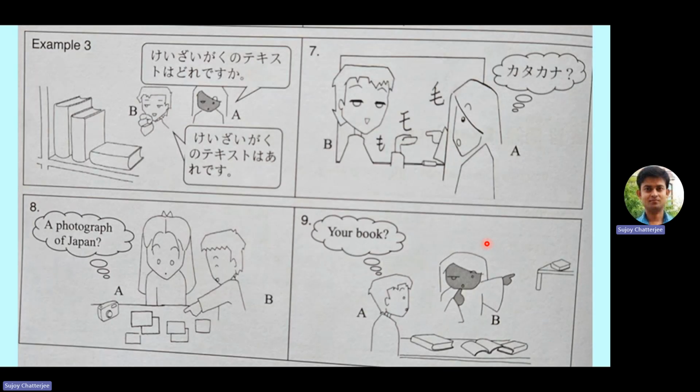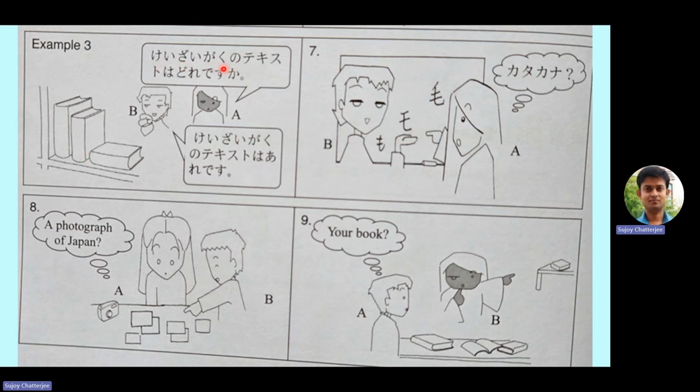Example 3. Now this is another kind of conversation. As you can see in the example, person A is asking, Keizai gaku no texto wa dore desu ka? That means, which one is the economics book?